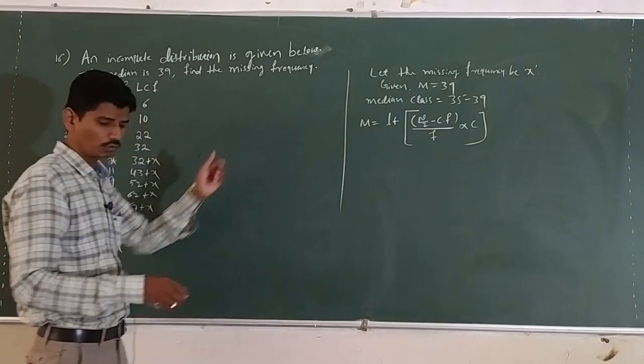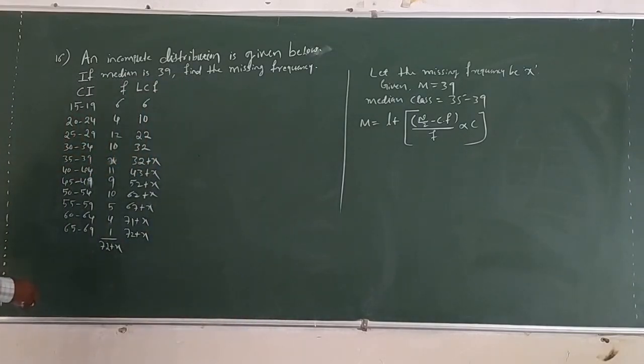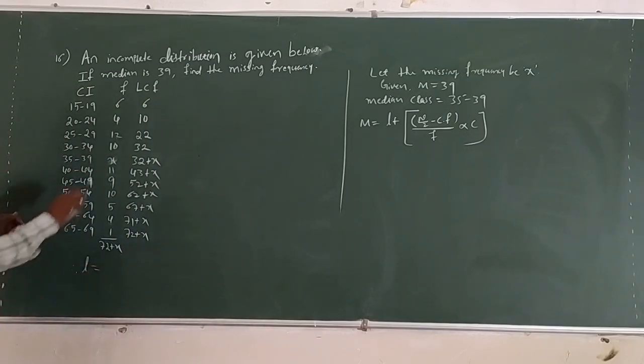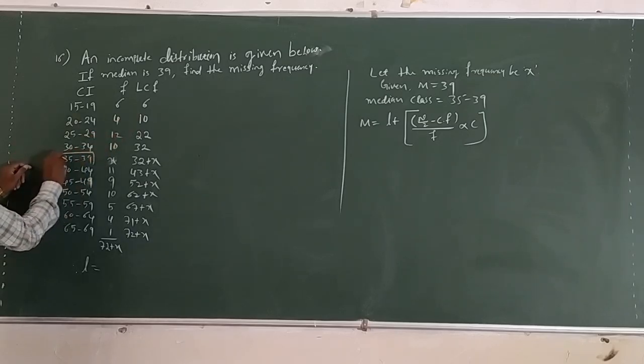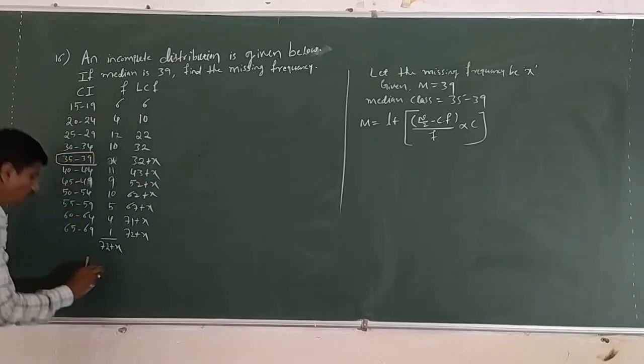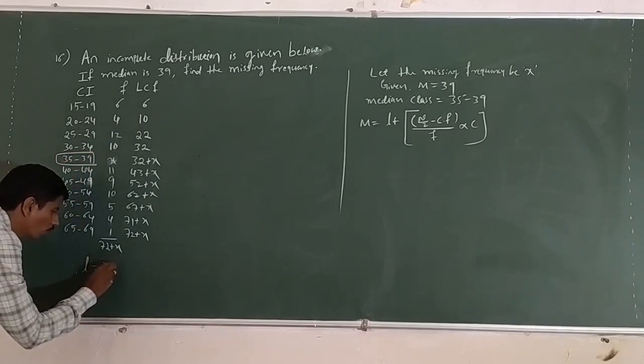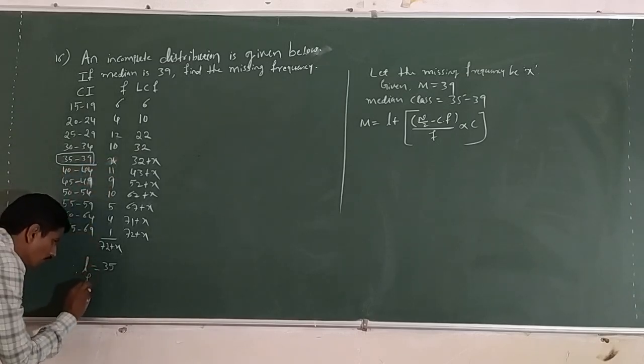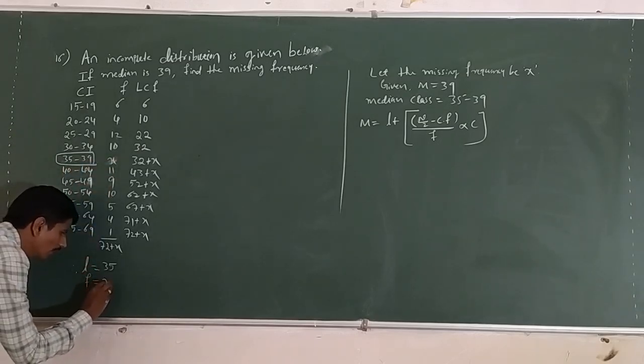Here L is the lower limit of the median class. The median class is 35 to 39, so L is equal to 35, the lower limit of the median class. Next, the frequency of the median class is x, so f equal to x.